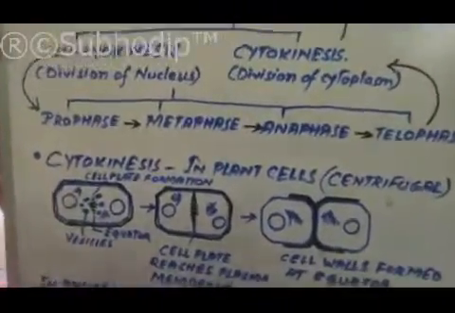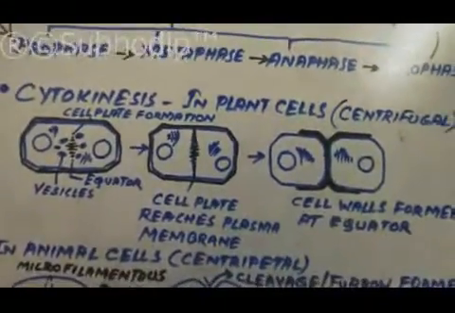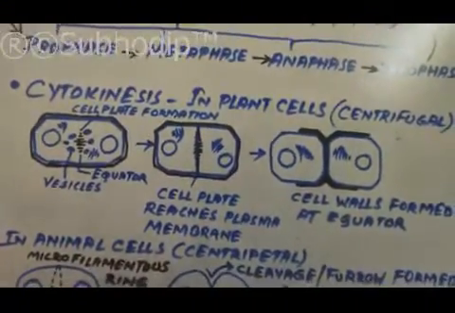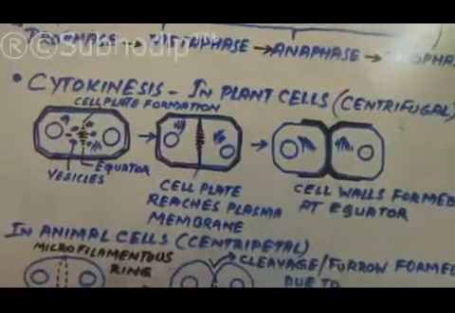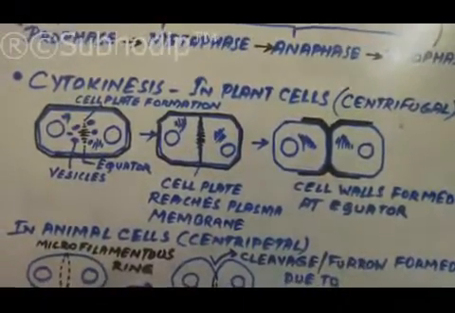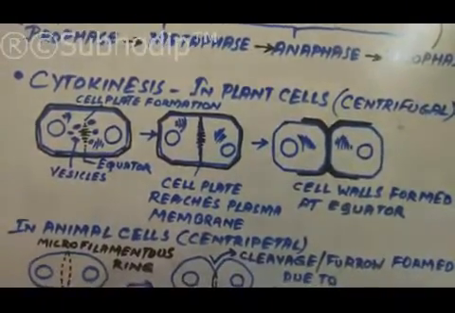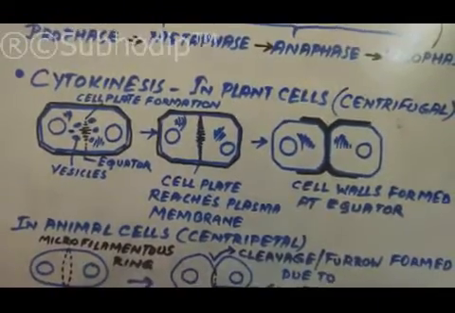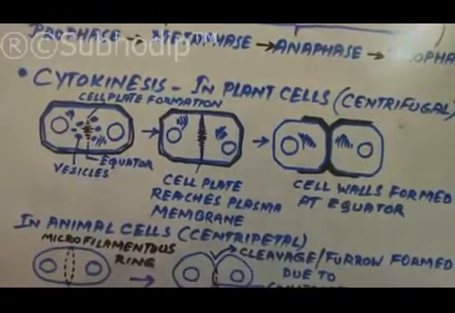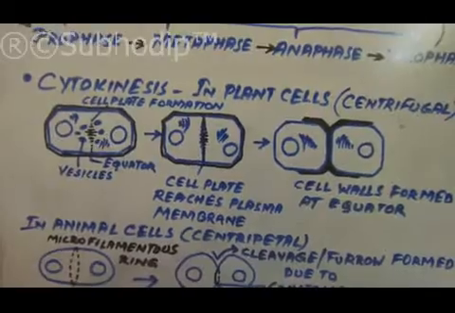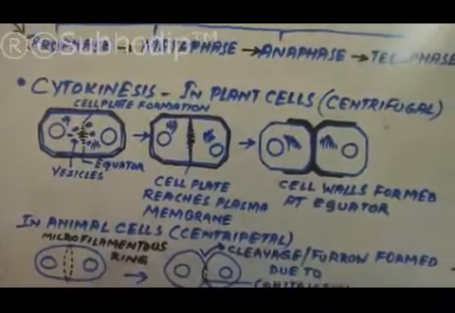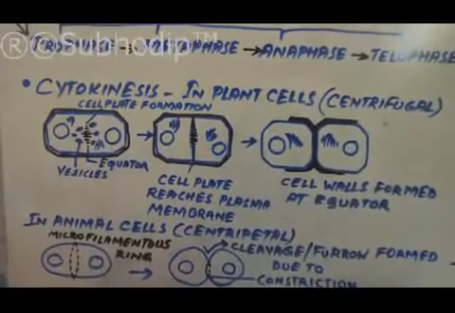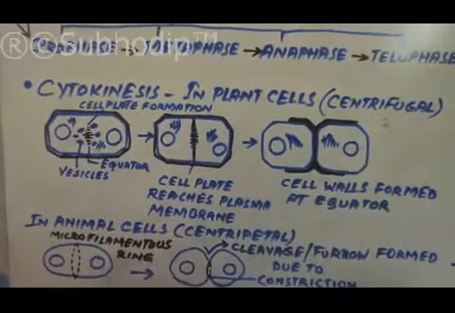Here, the diagrammatic representation of cytokinesis occurring in a plant cell is given. Since the cell plate formation occurs in the middle and proceeds towards the peripheral region, it is also called centrifugal cytokinesis.